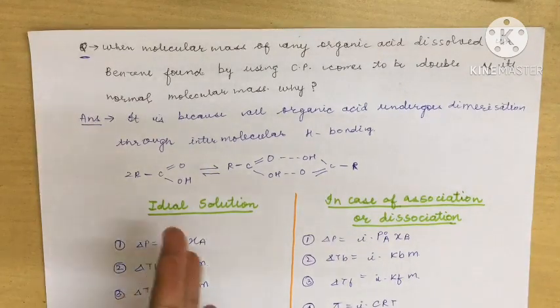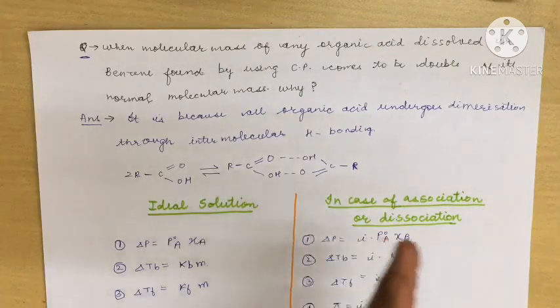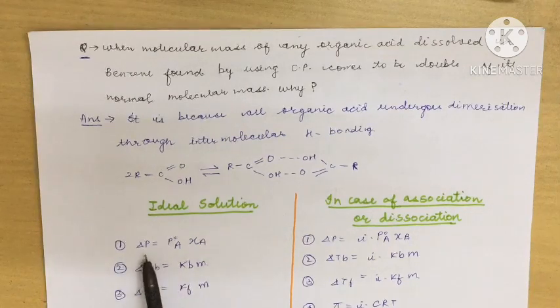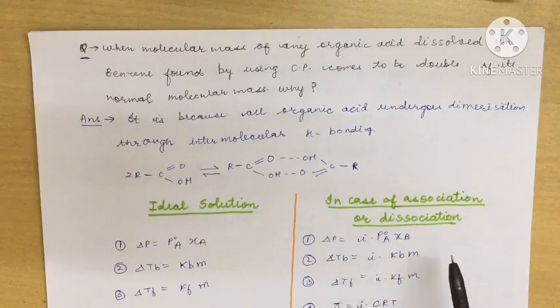Now there are some conditions for the ideal solution, and in the numericals when you are given association or dissociation, how you are going to calculate the colligative properties or the molar mass. The first is, you know this thing, relative lowering of vapor pressure. This was delta P equal to P naught A XA, but in this case you have to multiply this term with i. i is what? It is normal molar mass upon observed molar mass.